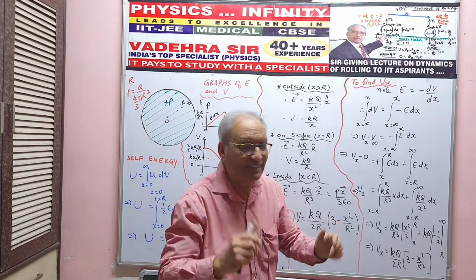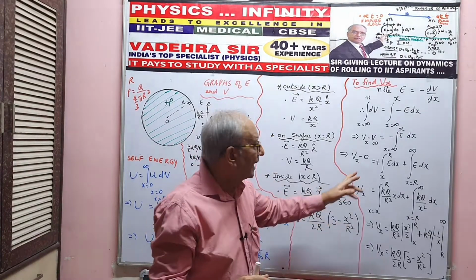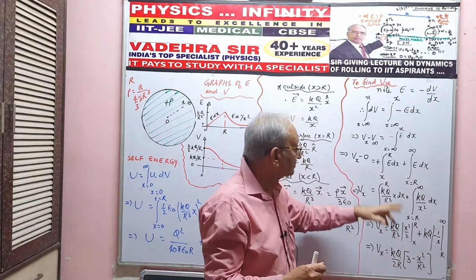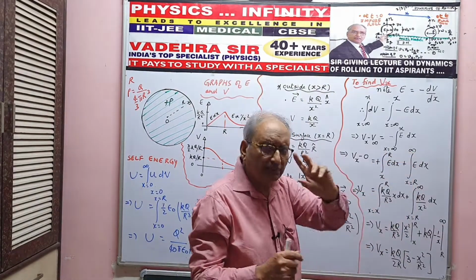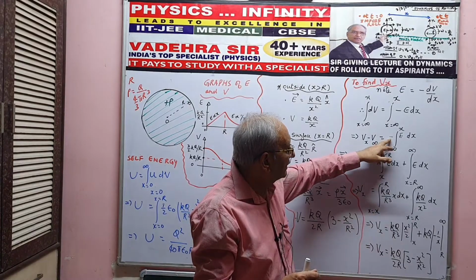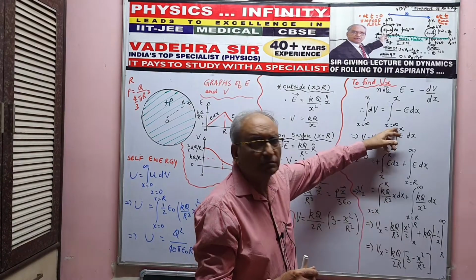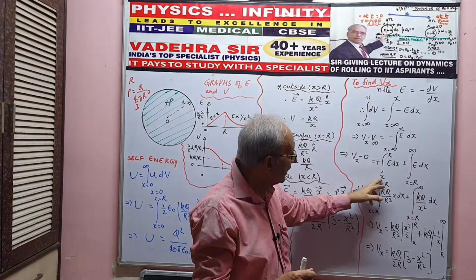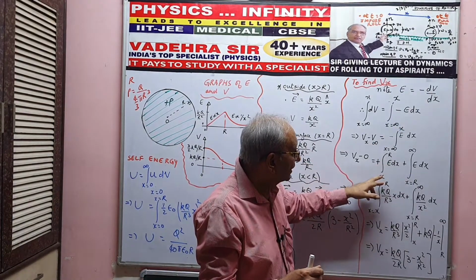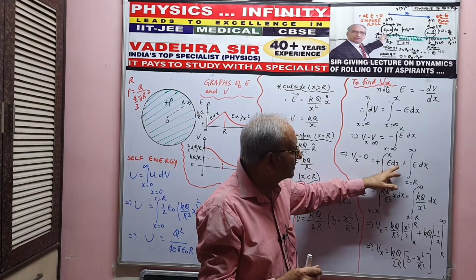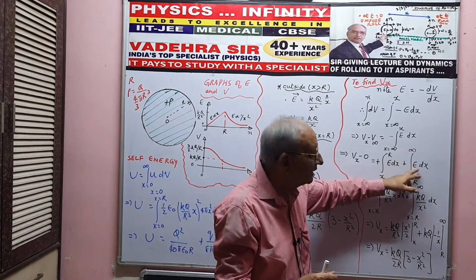It is not a continuous function. So what do I do? Very easy. I break the integration in two parts, x to r and then r to infinity. And one more thing I do, the minus sign I make plus and I reverse the limits. So it becomes x to infinity. From infinity to x becomes x to infinity. So x to r E dx plus r to infinity E dx.